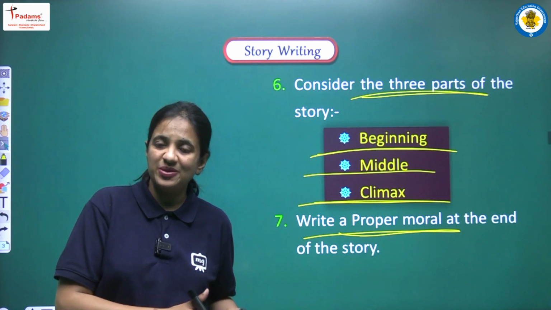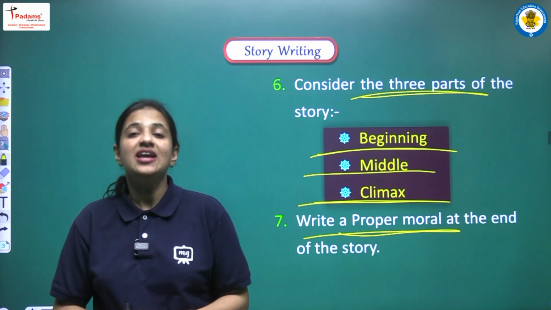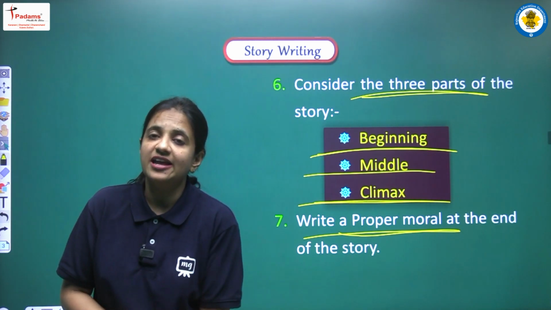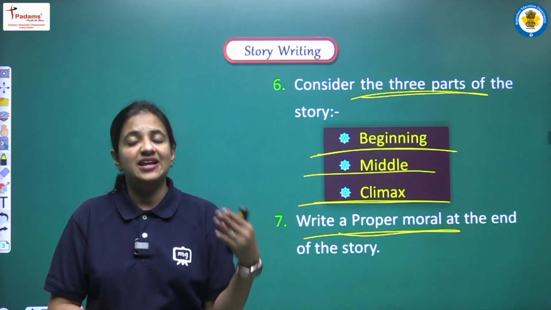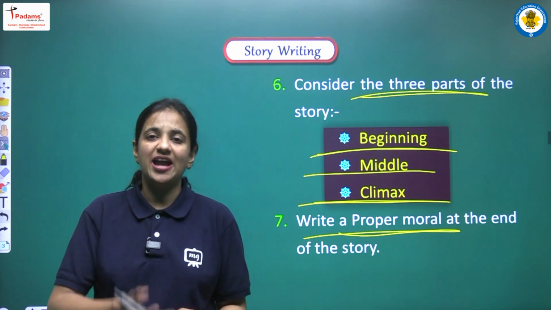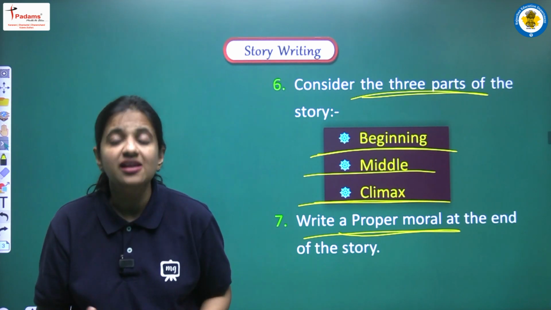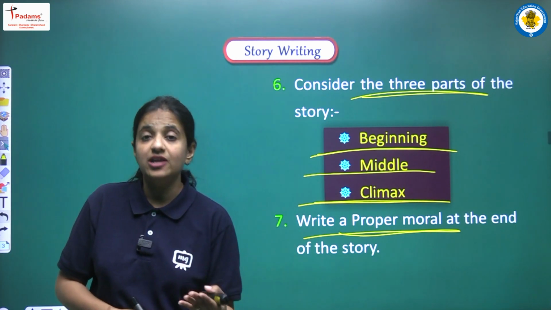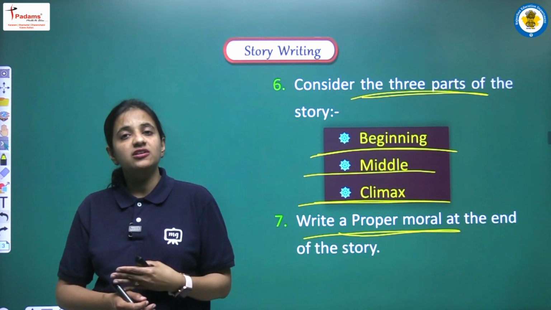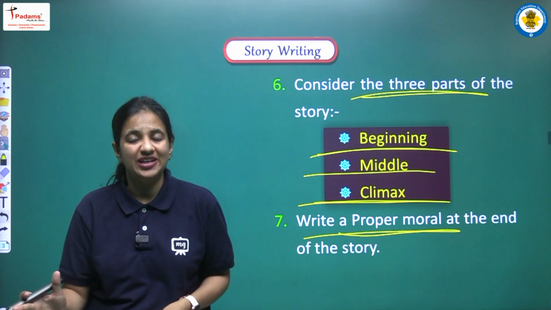All the parts of speech we can use in our story, and a perfect sequence like beginning part, middle part and the climax part, that should be there. And at the end of the story we have to write one appropriate moral, one moral that is there in the story, or we can say one learning, one lesson that we got after reading that story.